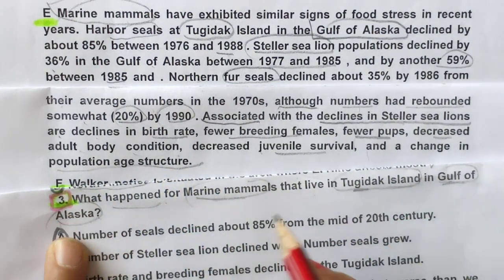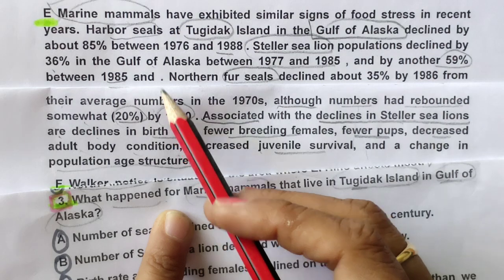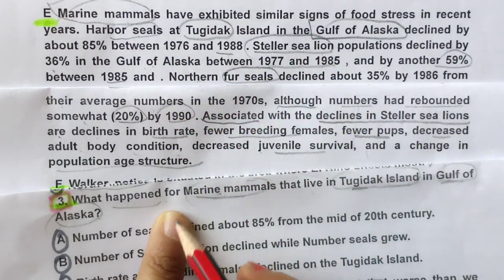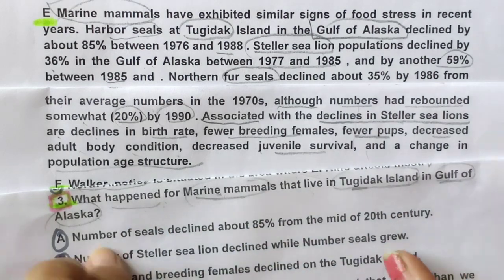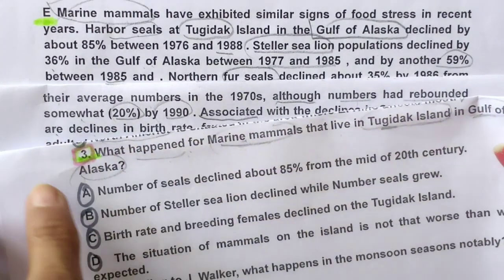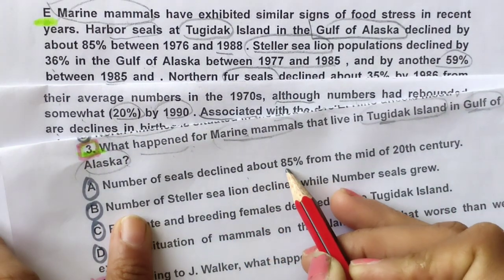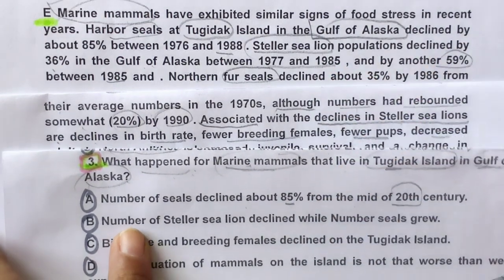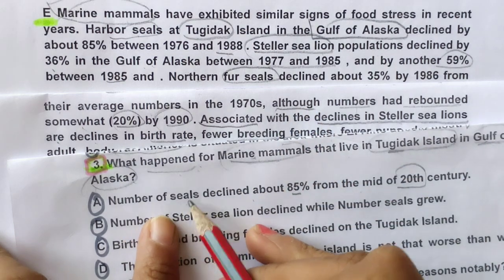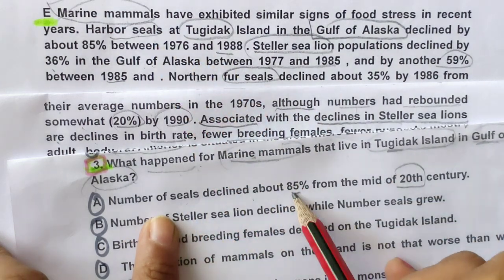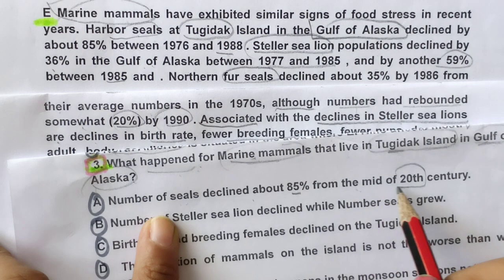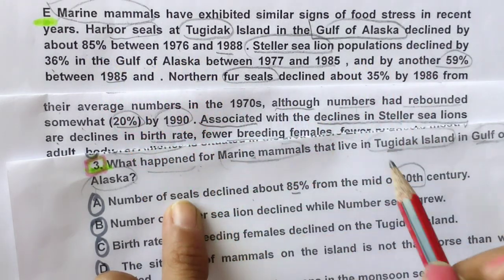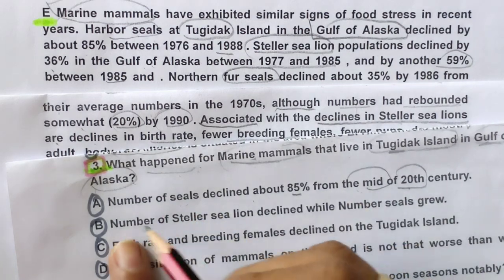Okay, marine mammals, all are marine mammals: harbor seals, Steller sea lions and all. So what happens? Let's read the options because we have read everything. Number of seals declined about 85% from the mid 20th century. Declined by 85% between, no, mid century is not matching, so we will not write it.